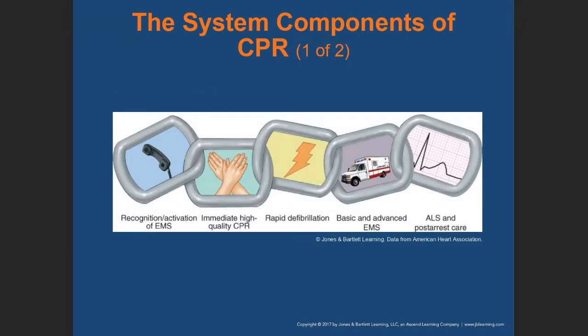The chain of survival. For CPR to be effective anywhere in the world, there must be early recognition and activation of EMS. The person that contacted EMS must initiate high quality CPR or layperson CPR before BLS is available. And if necessary, depending on the location, they should be able to access a defibrillator, right? So the person that contacts EMS must initiate CPR prior to BLS and ACLS arrival. So we need early recognition, early CPR, rapid defibrillation, early basic and advanced EMS response, and then the patient is going to need early definitive care in the hospital setting.